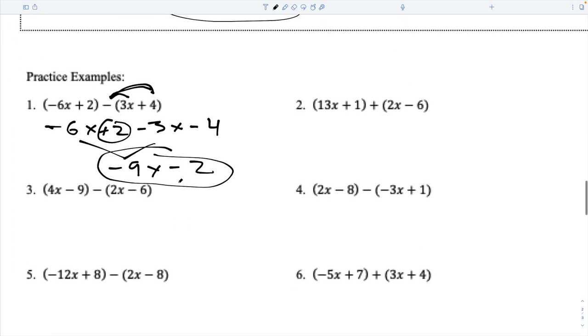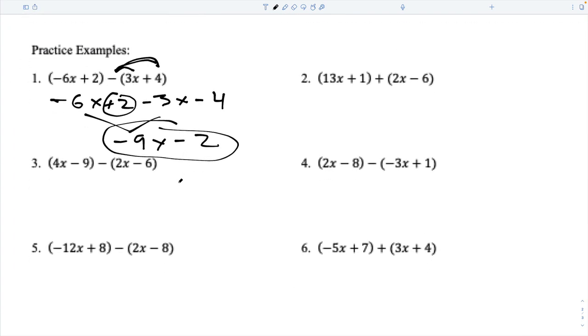Would you distribute the plus sign? You don't have to since there's not a number. What about -6? You don't have to change it because a plus times a negative is just a negative. So it should be 13x plus 1 plus 2x minus 6. So you don't have to do anything with that. You would have to distribute this. That negative changes things.